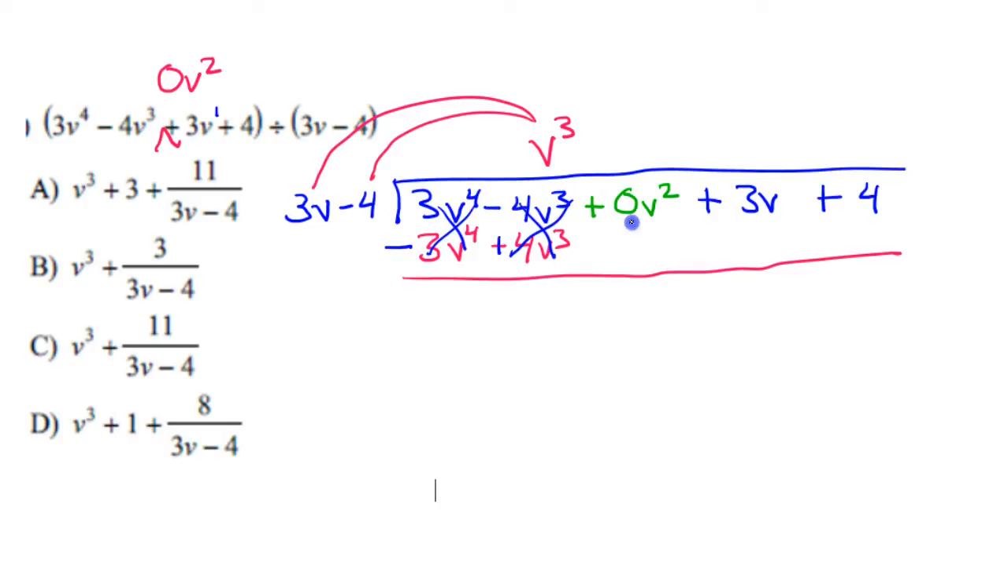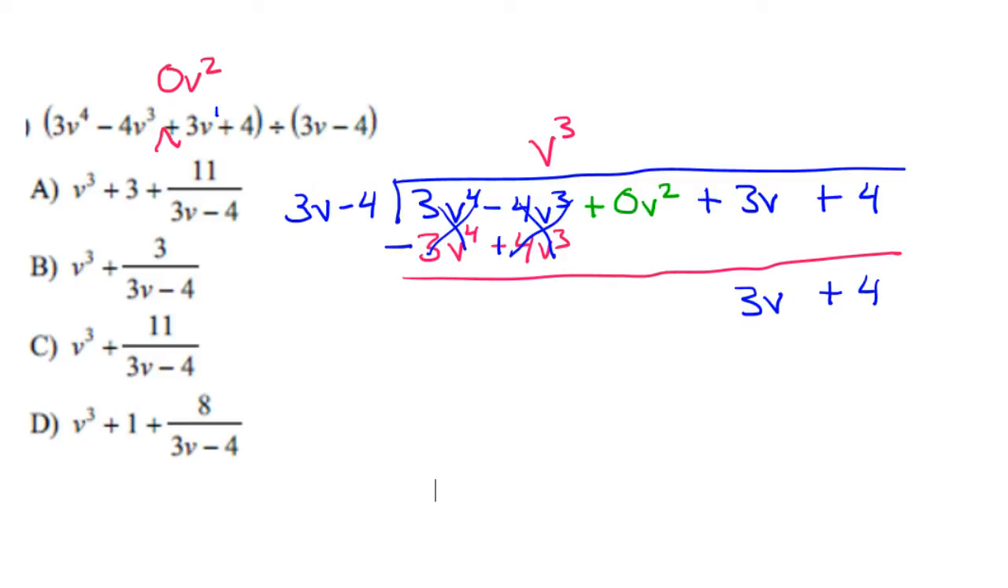So now I'm going to bring down the rest of this. Now normally I'd bring down all 3 of these terms, but this term right here is just a 0 term, so there's no point in bringing it down. So I'm going to just skip over to the rest of the blue part here, and I'll bring down 3v plus 4.